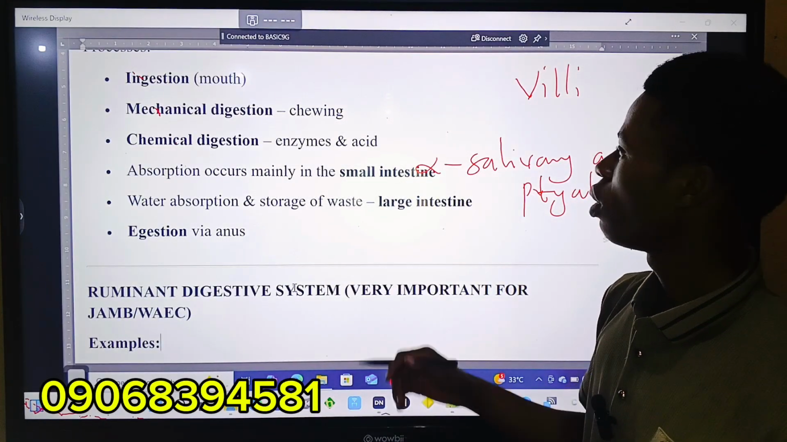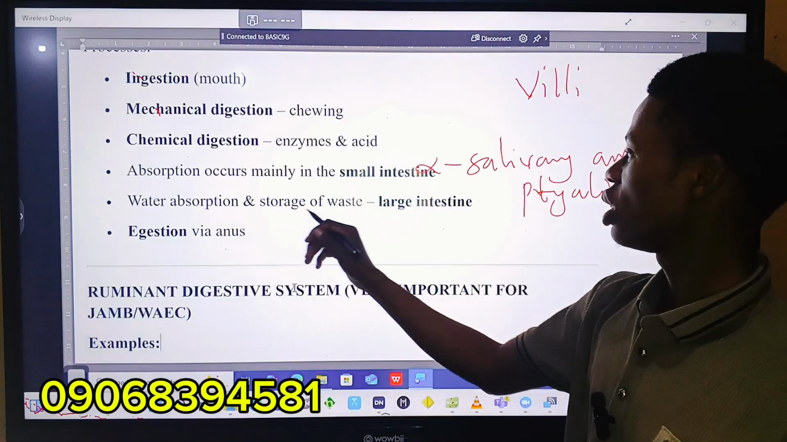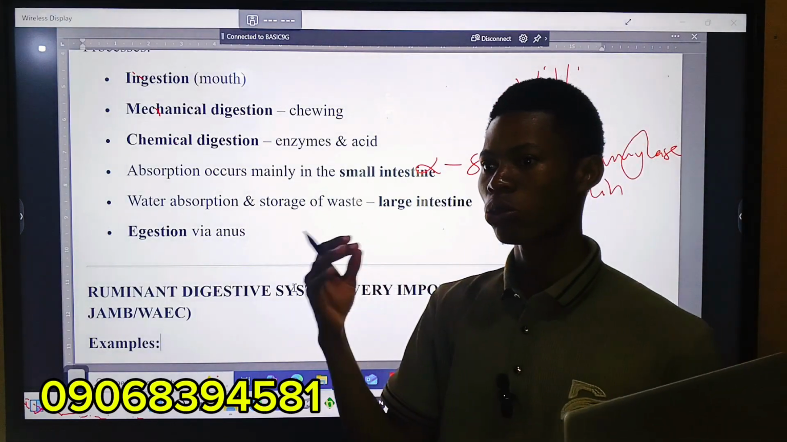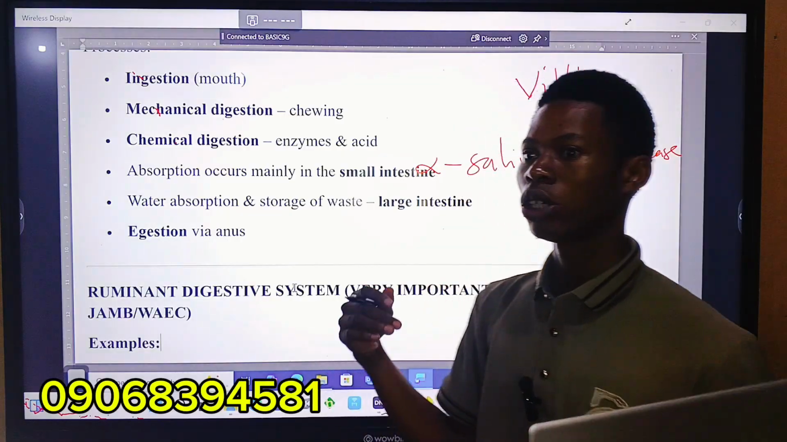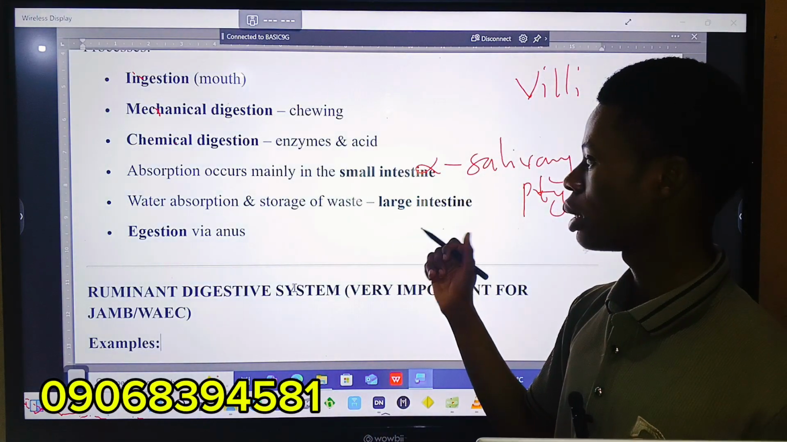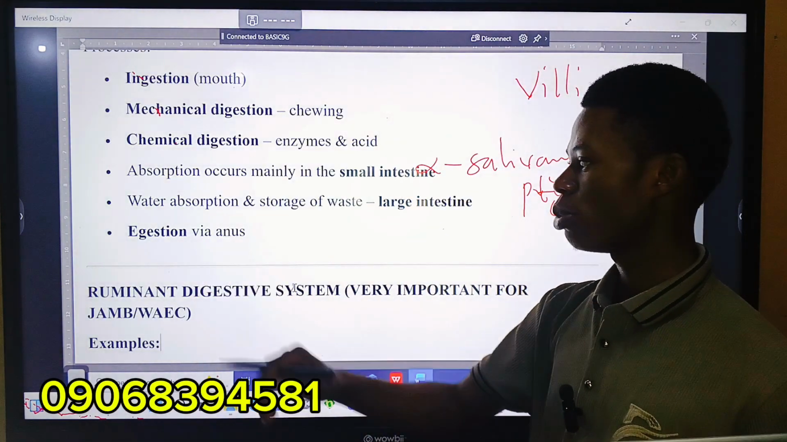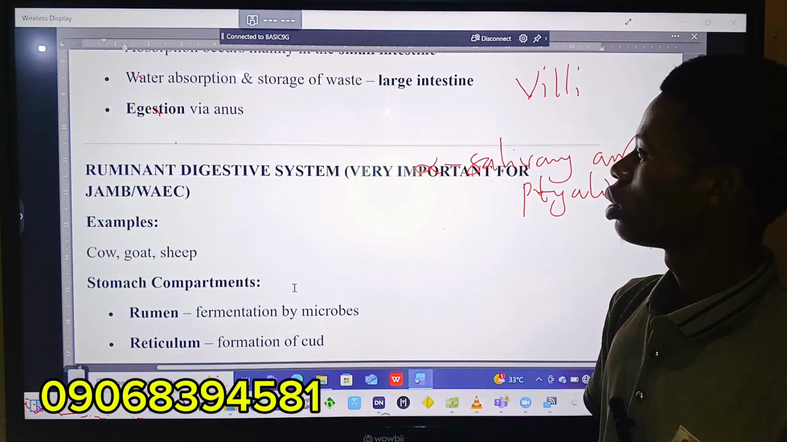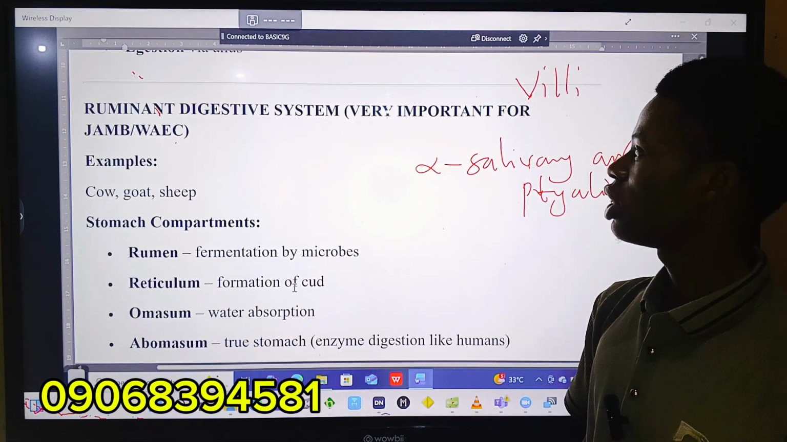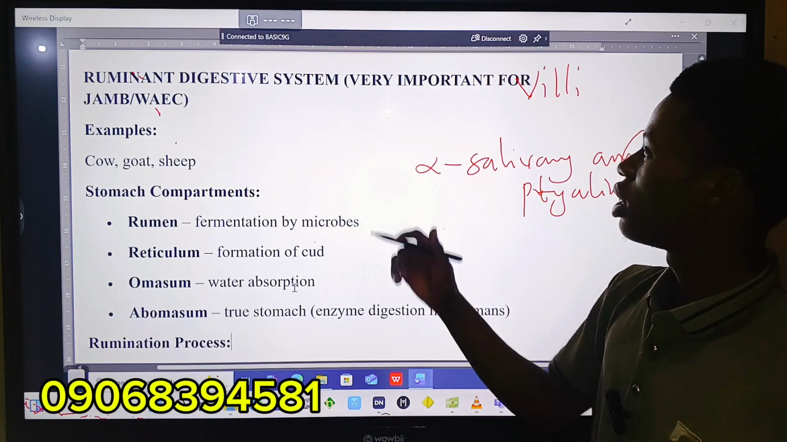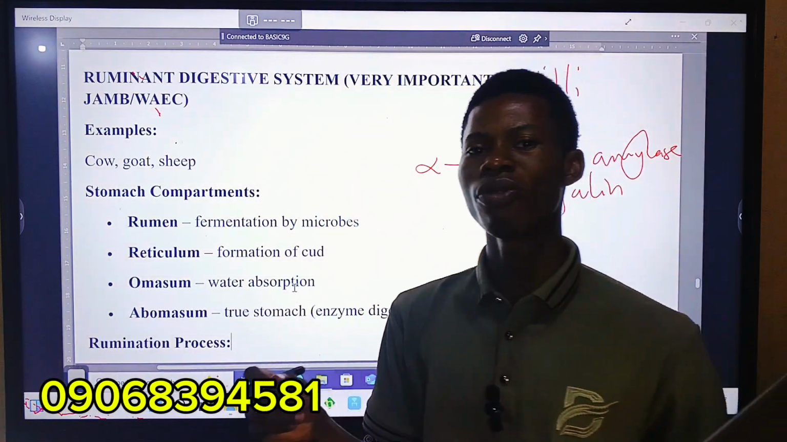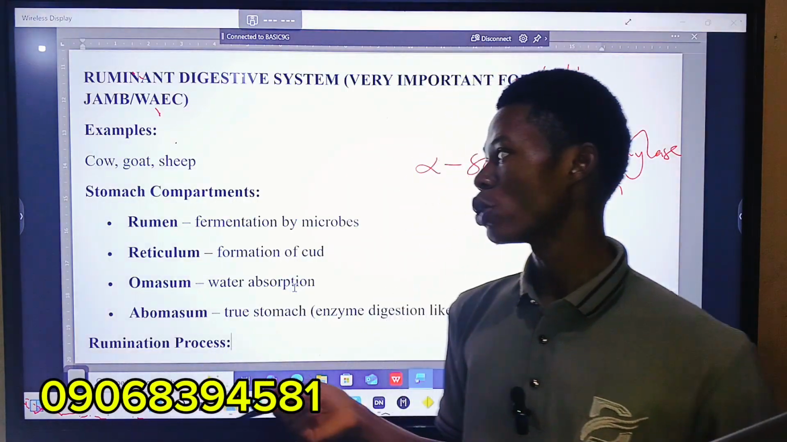All right. Now, it continues to the large intestine, and I told you digestion starts in the mouth and ends in the small intestine. The undigested food moves to the large intestine, and egestion takes place through the anus. Okay, moving on. Let's look at digestion in ruminants. Now, anytime you hear ruminants, your mind should run to herbivores like cow, goat, sheep.